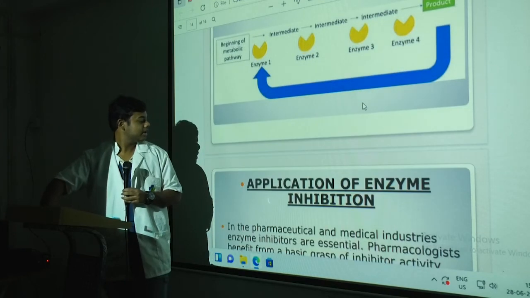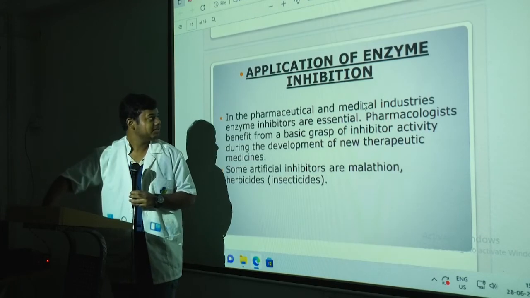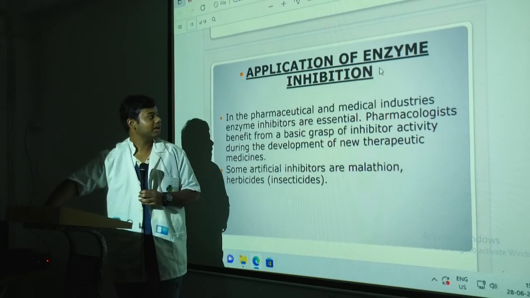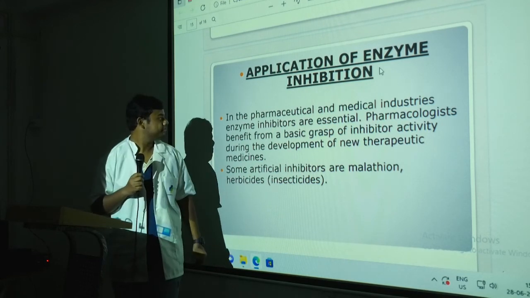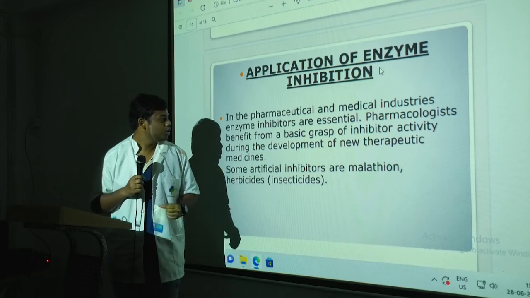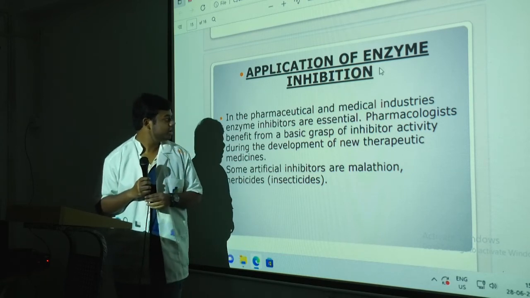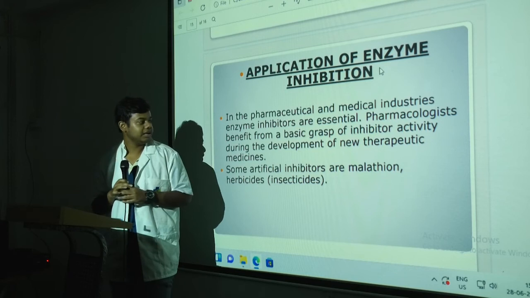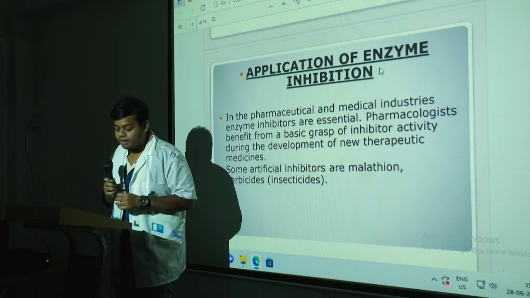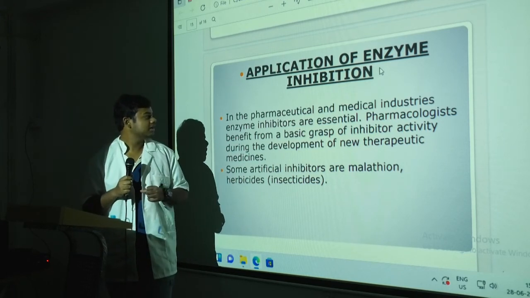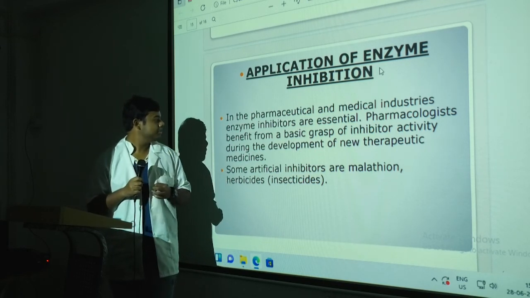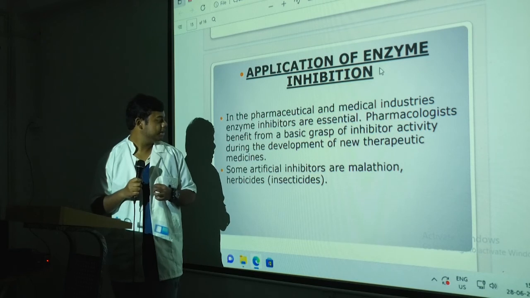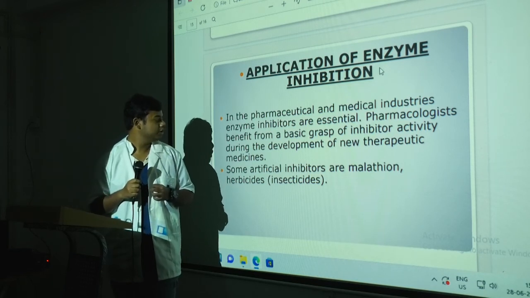Then we come to applications of enzyme inhibition. The most important application is in the pharmaceutical and medical industries, to create drugs. Enzyme inhibitors are essential, and these industries benefit from a grasp of inhibitory activity during the development of new therapeutic medicines.